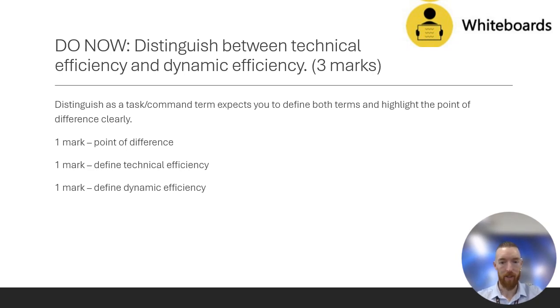All right, hello everyone, and welcome to lesson 3 for economics of 2026, where we're going to be looking at the law of demand. But first up, we've got our starter activity. We're going to be distinguishing between technical efficiency and dynamic efficiency. This is a 3-mark question.